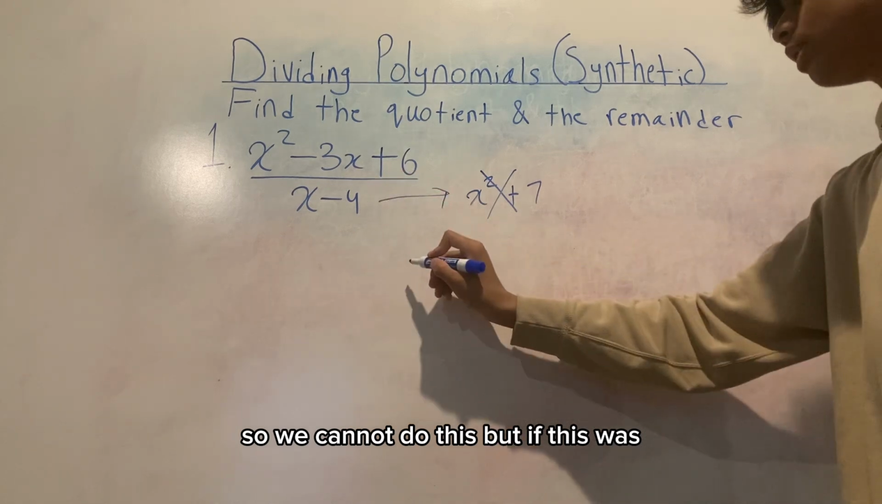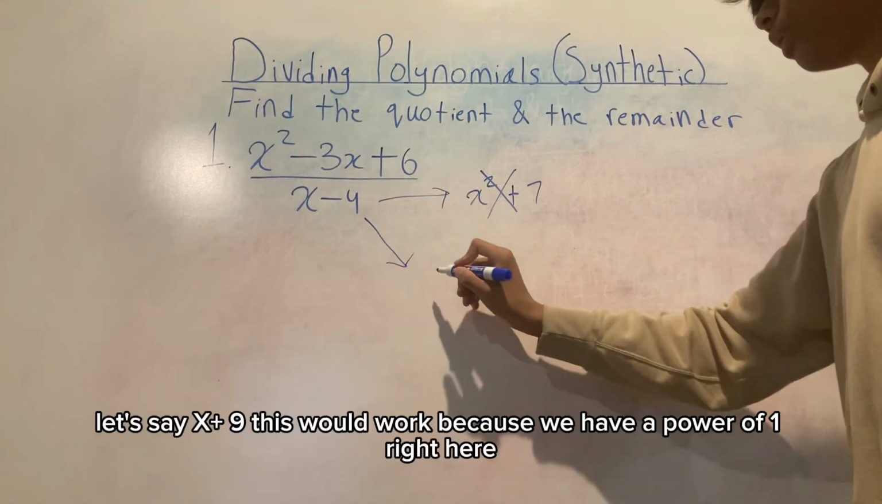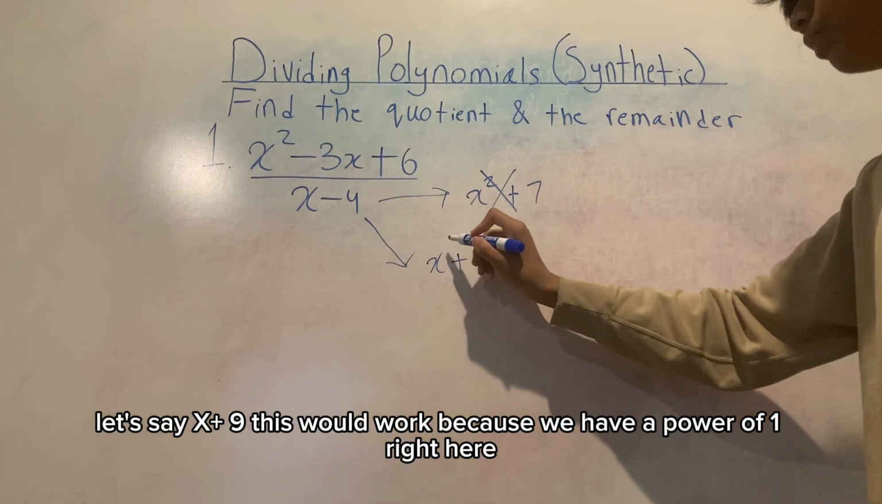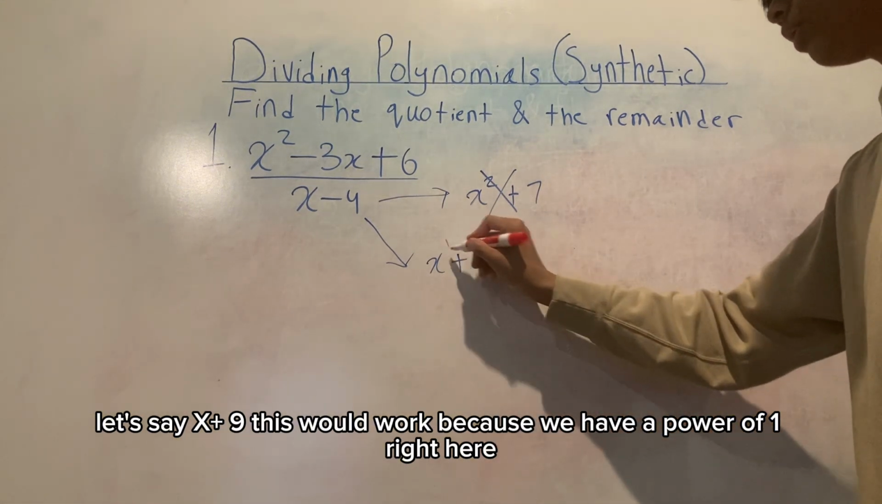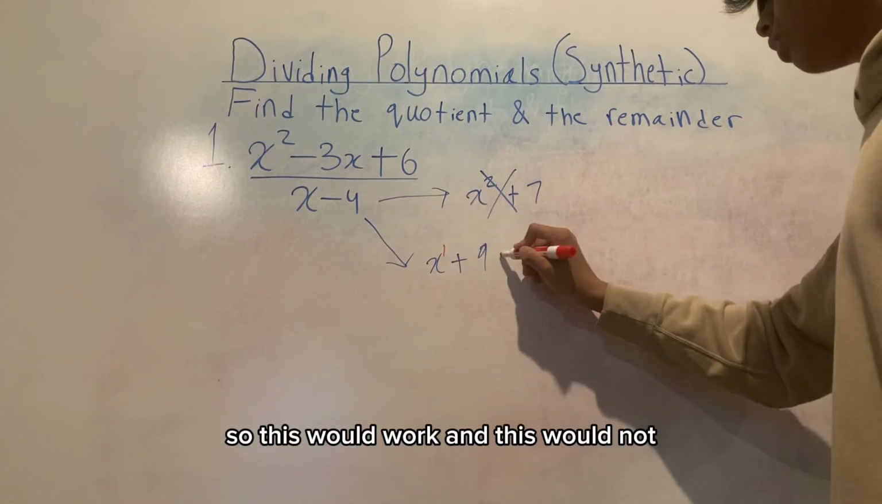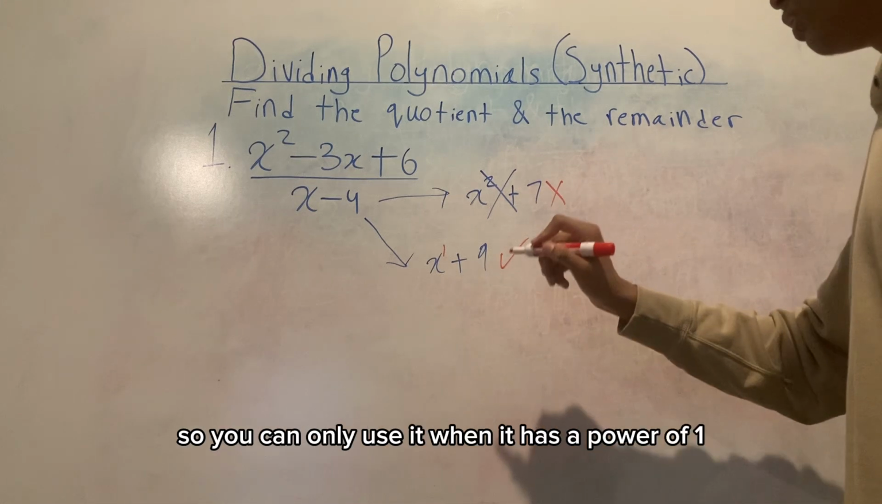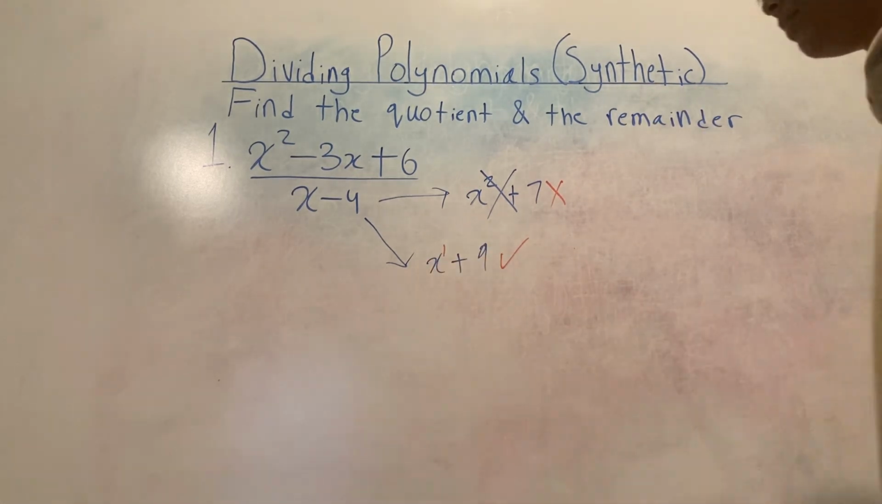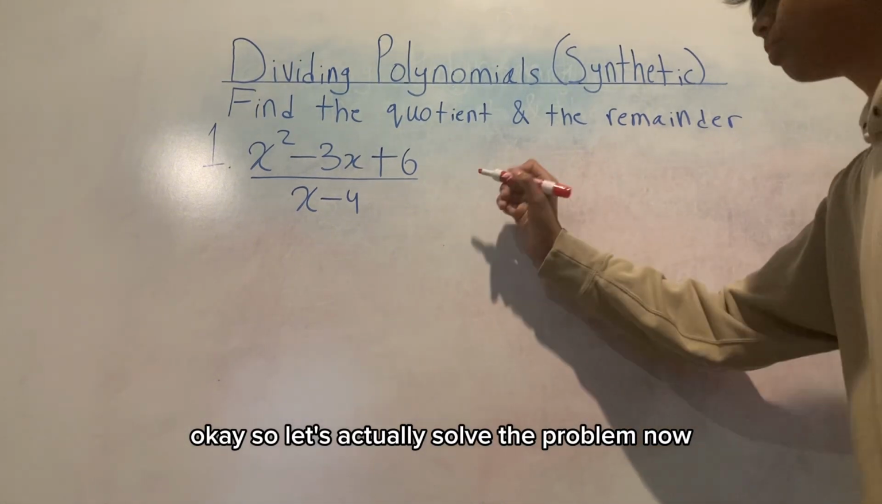But if this was, let's say, x plus 9, this would work because we have a power of 1 right here, 1 right here. So this would work and this would not. So you can only use it when it has a power of 1. Okay, so let's actually solve the problem now.